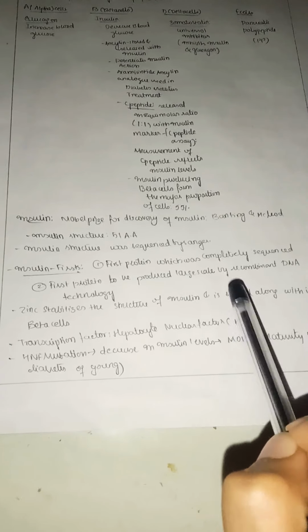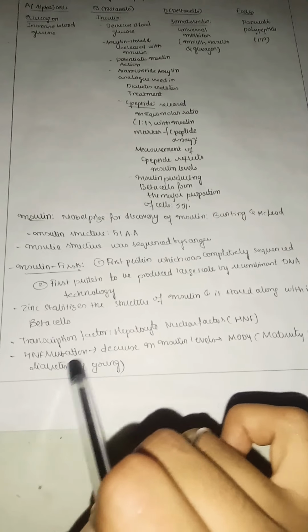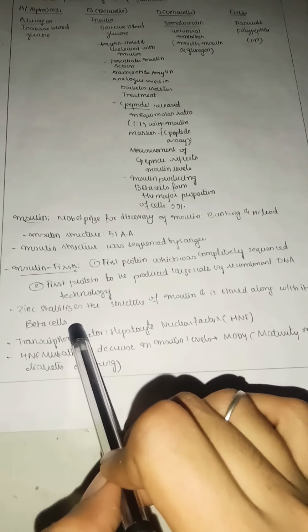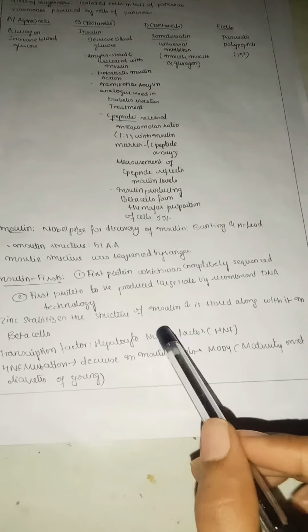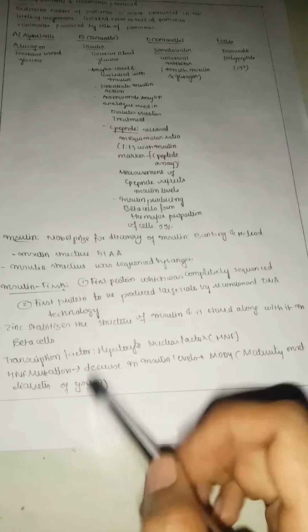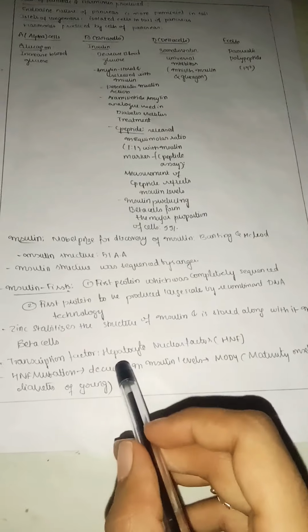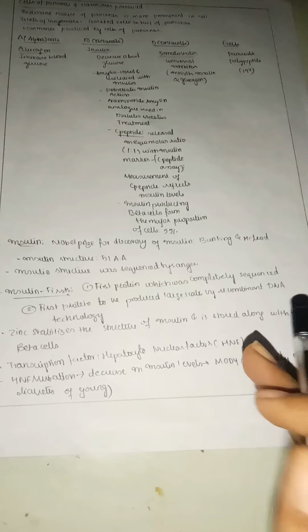And the transcription factor for insulin is hepatocyte nuclear factor, in short called HNF. If this hepatocyte nuclear factor has any mutation, then there is a decrease in insulin levels, of course, because it is the one which is useful for transcription. What is transcription? It will form mRNA, later it will form proteins, right? That protein is nothing but our insulin. So if this HNF is mutated, of course it will decrease the insulin level, and that is called MODY. MODY means maturity onset diabetes of the young. This kind of diabetes is mainly seen in young people because of hepatocyte nuclear factor mutation.